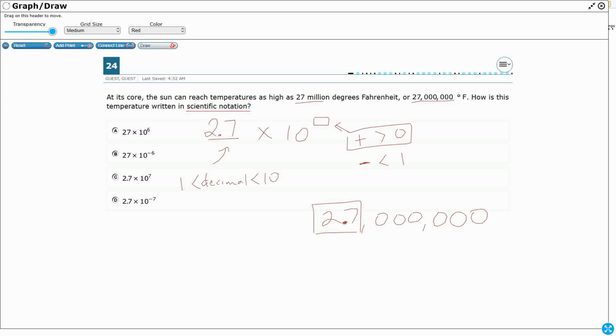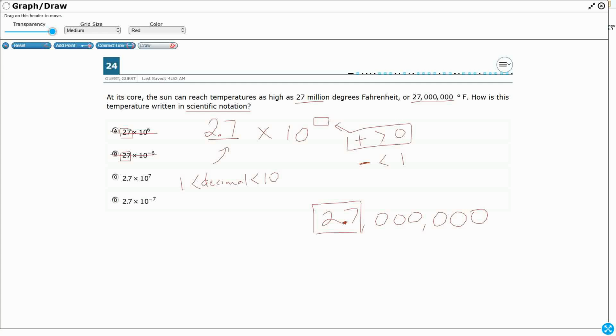Now, some of us might want to keep the 27 together, but you notice we've got two options here, A and B, that use 27. They are both incorrect, simply because it has to have a leading decimal between 1 and 10, not 27. 27 is still manageable, but it's still too large. It has to be less than 10.